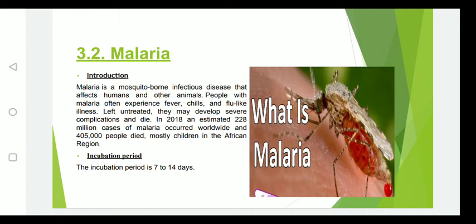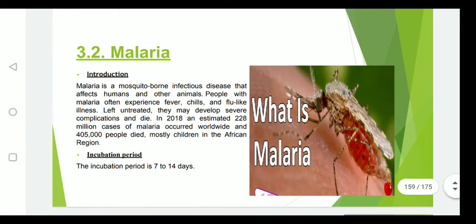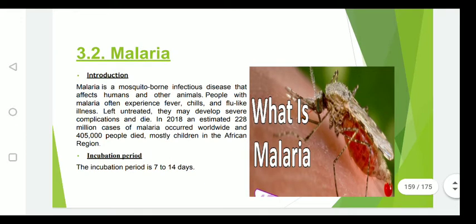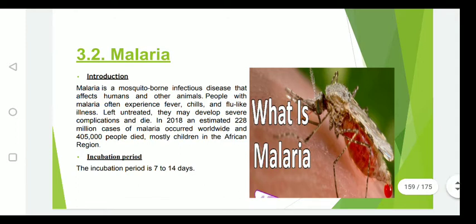In the year 2018, the survey estimated that there were 228 million cases worldwide. Out of that, 4 lakh 5,000 people died, and mostly it was children that we can see in the African areas. The next one is the incubation period for malaria, that is 7 to 14 days, so the incubation period is 1 week to 2 weeks.